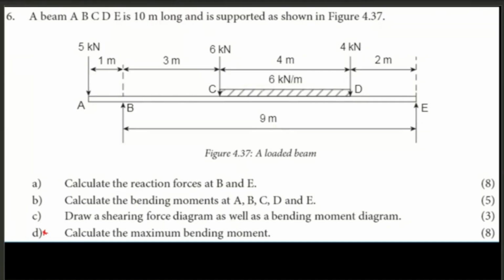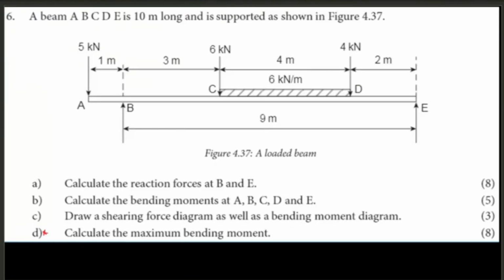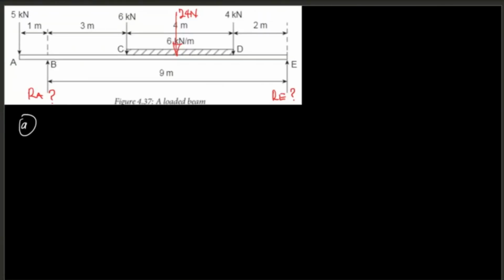Okay, let's look at this beam. Let's calculate the reaction without wasting time. That is the A part. If you look at this beam here, we have a UDL section which covers 4 meters. So this is going to be 24 kilonewtons, because we have 6 kilonewton per meter there, so for 4 meters it is 24. We need to determine the reactions at the supports B and E.